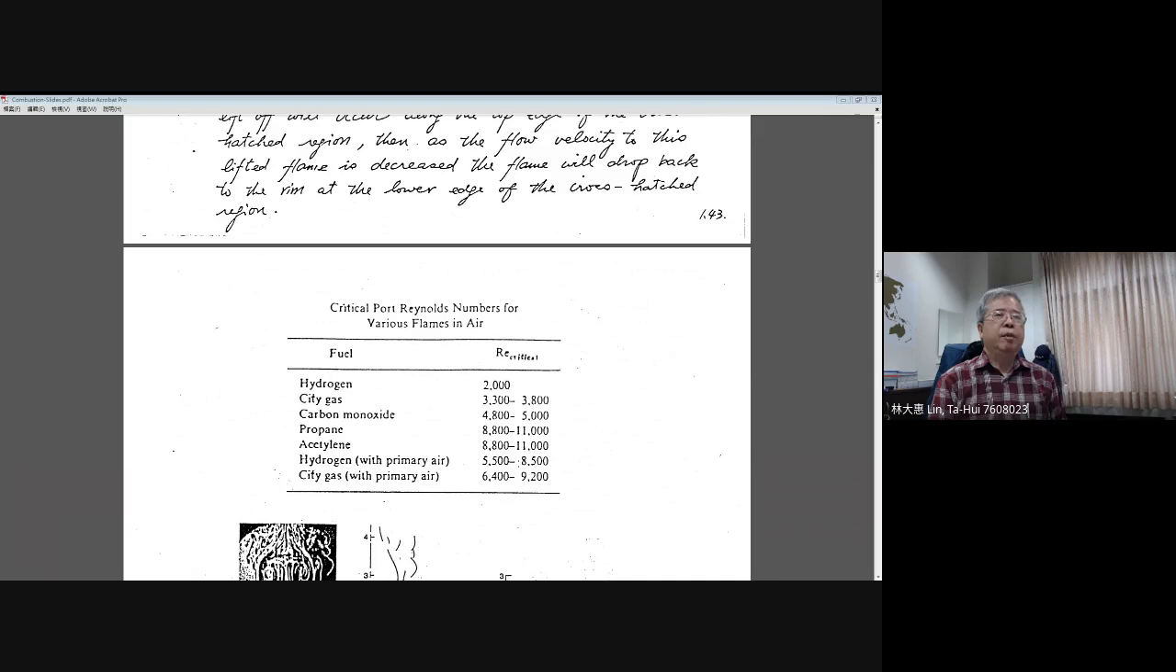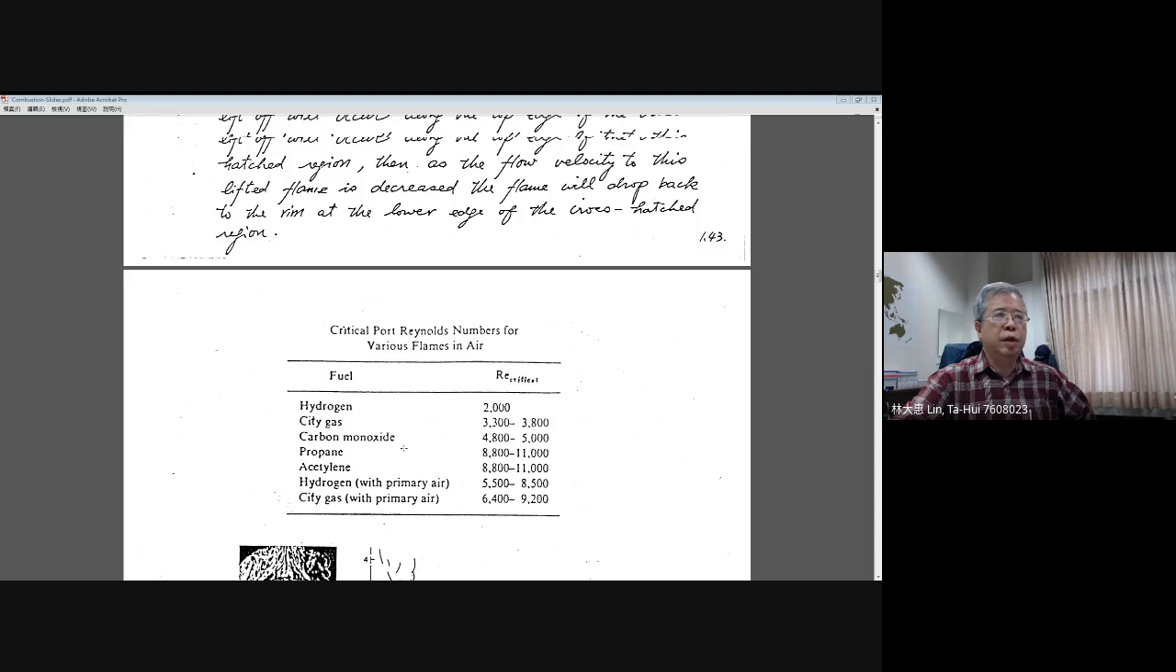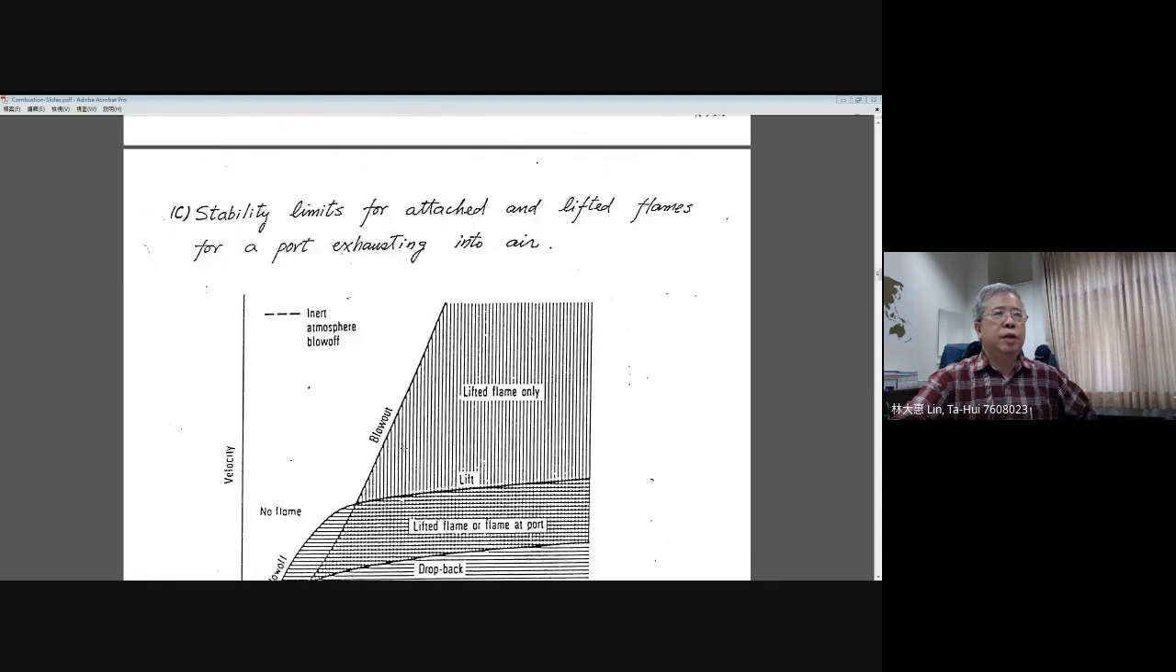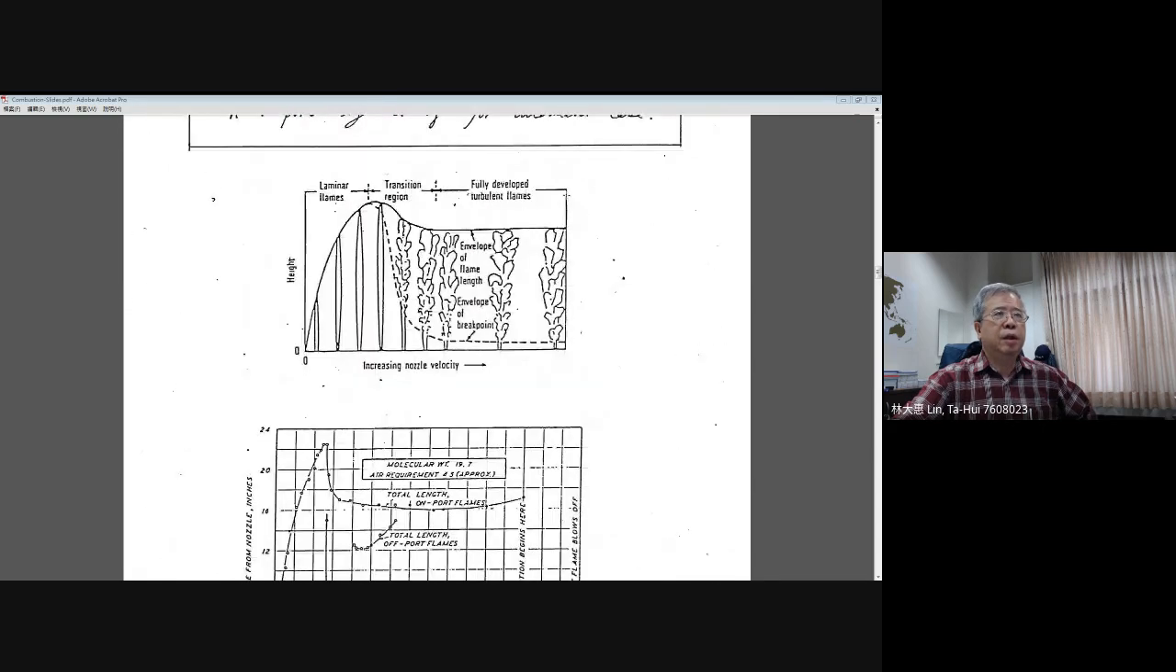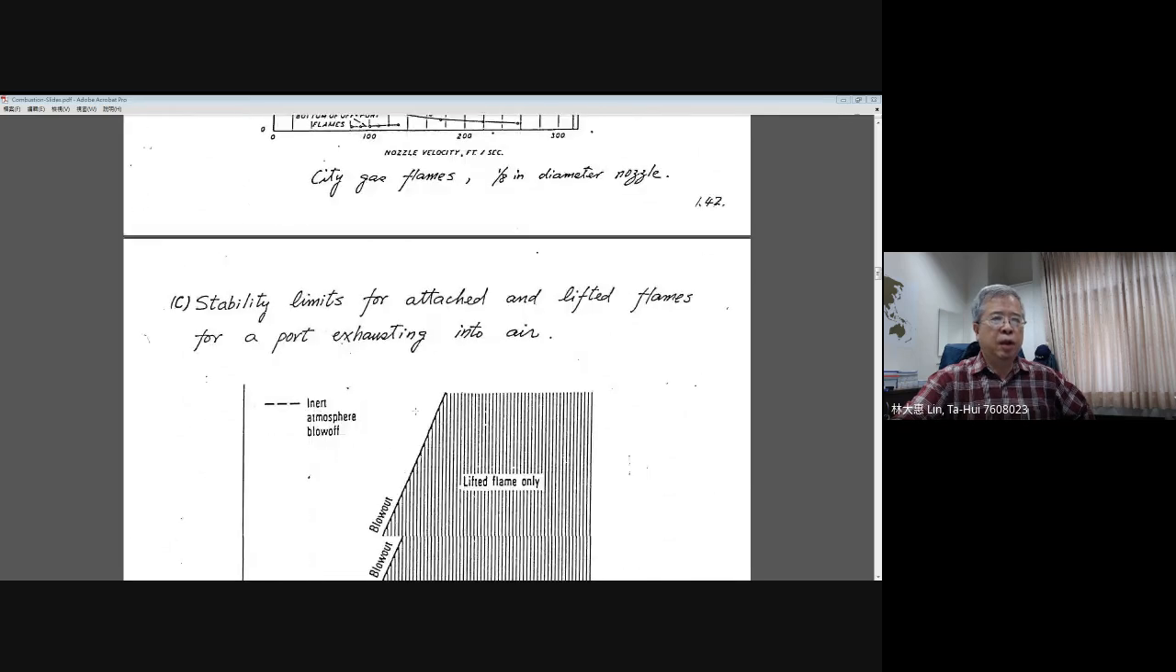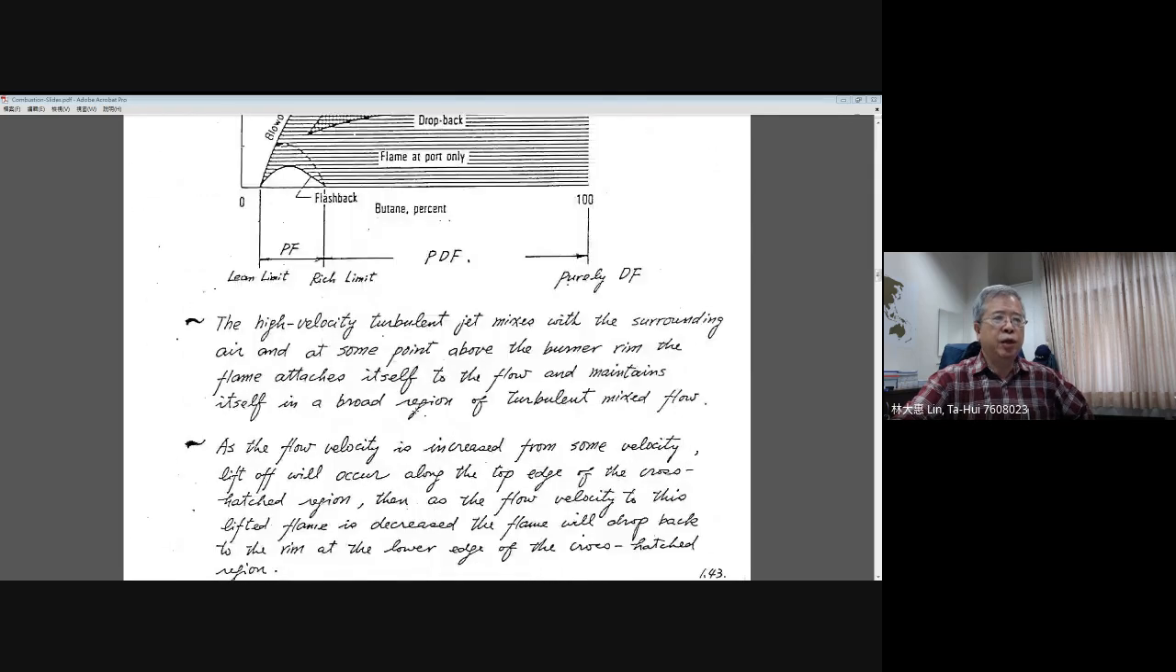And this table gives you an idea. Actually, this is a so-called critical Reynolds number corresponding to the flame transition from the laminar to the turbulent. In this region, the critical injection velocity, based on the port diameter and the viscosity and also density of your fuel jets, you can identify the critical Reynolds number for the transition of diffusion flames or these transition regions.